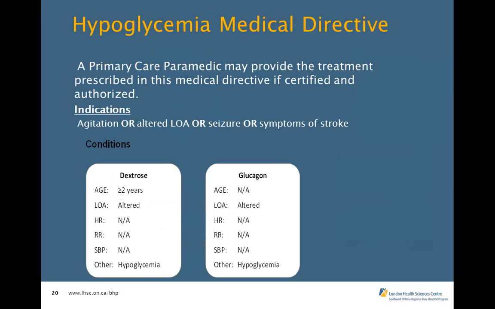Moving on, we're going to review the medical directive for hypoglycemia. Primary care paramedic may provide the treatment prescribed in this medical directive if certified and authorized. Indications then are agitation, altered LOA, or seizure, or symptoms of stroke. Conditions for dextrose: the patient needs to be greater than or equal to 2 years of age, have an altered LOA, and be hypoglycemic. To give glucagon, have an altered LOA, and be hypoglycemic.